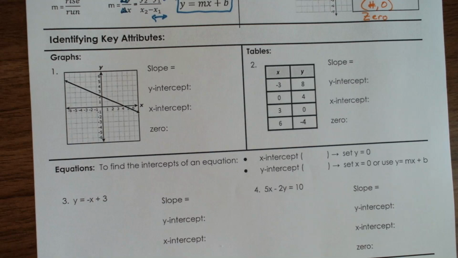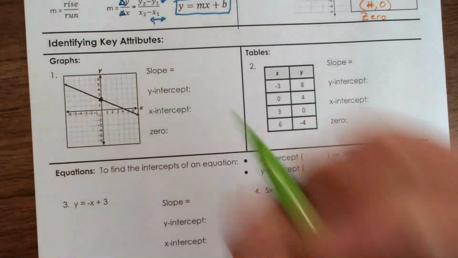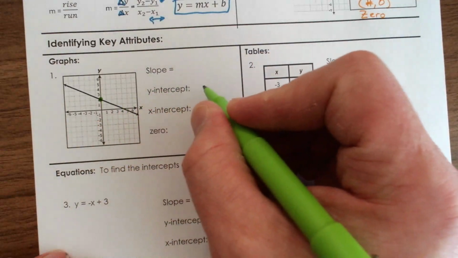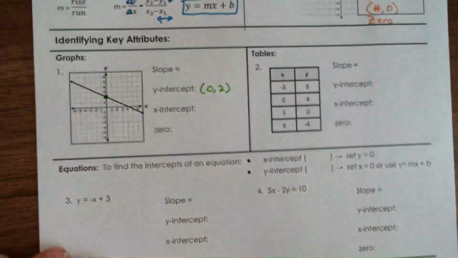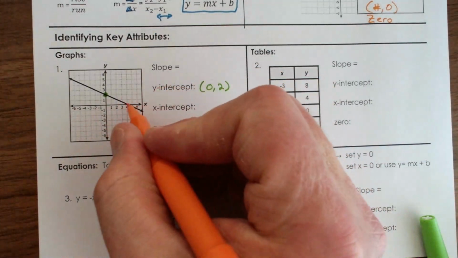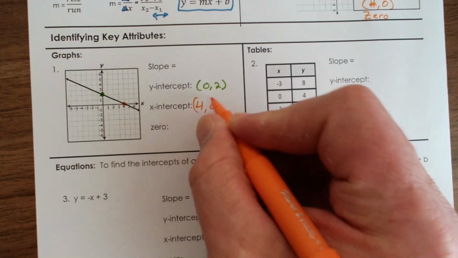Okay? So, identifying key attributes. When we have a graph and we want to identify these key attributes, let's start with the y-intercept right here. So we look for where it's crossing the y-axis. Right here, it's crossing the y-axis at 2. So my y-intercept is a point, so I write it as 0, comma 2. The x-intercept is where it's crossing the x-axis. So this is 4, comma 0.